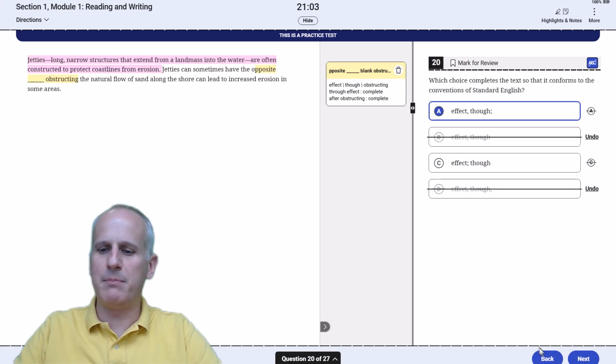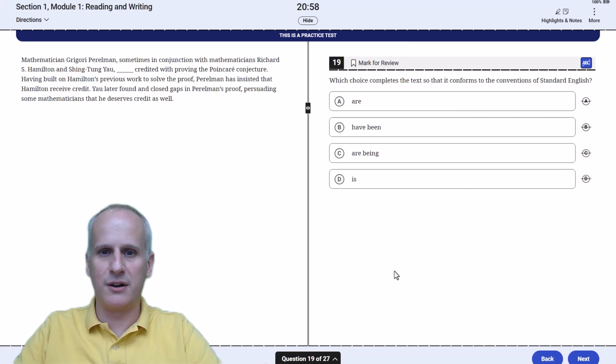It's a little bit tricky, but that's how you can work through number 20 and other punctuation questions like it using our vertical line test.